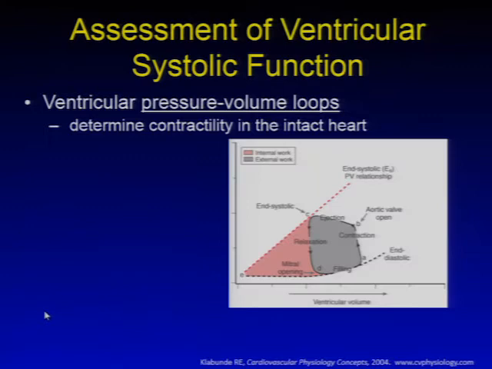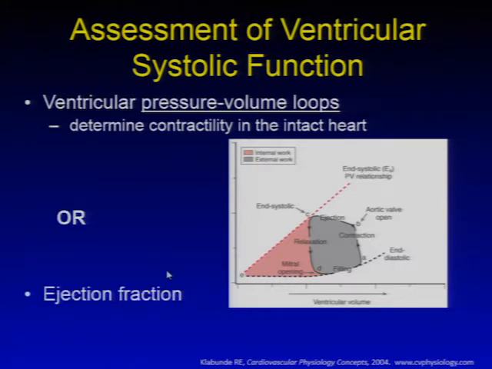Well, in a lab we can look at ventricular pressure volume loops. However, this is not always practical in a clinical setting. A pressure volume loop looks at the amount of work that is done during the entire cardiac cycle. And also on this graph, the slope of the red dotted line represents contractility, while the black dotted line represents ventricular compliance.